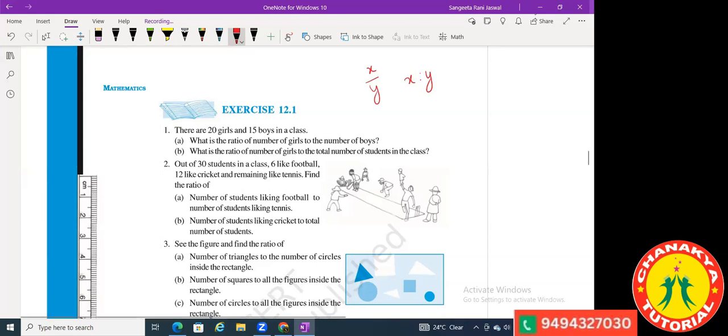The main purpose is to recognize the things in ratio form like this. This is the fraction form, but both are the same.